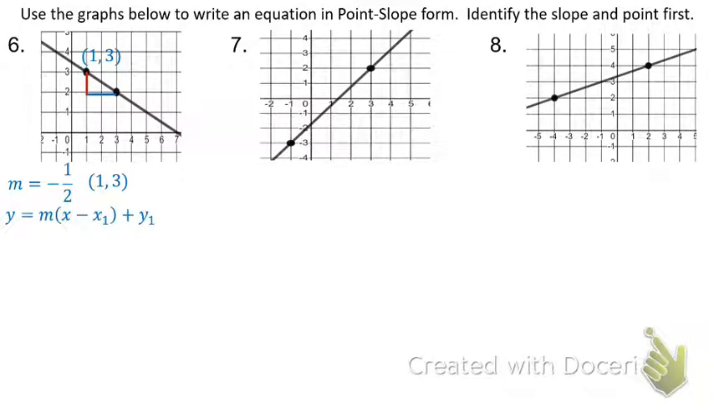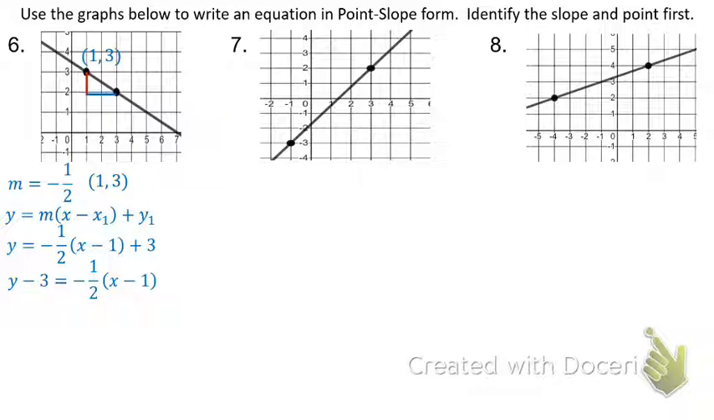If we substitute this information, the slope and the point, into the form y equals m quantity x minus x1 plus y1, or point-slope form, we can find the equation. So instead of m, we'll substitute negative 1/2, and we get y equals negative 1/2 times the quantity x minus 1, close it, and then plus 3. And there's one of our forms.